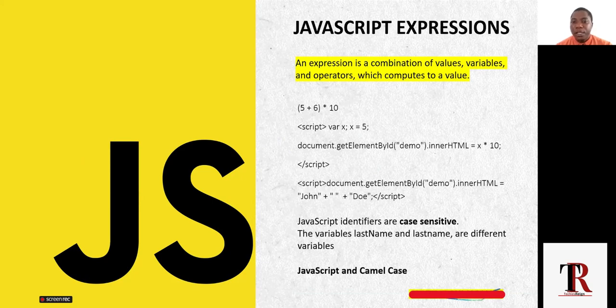It's not only for numbers, you can use it for strings as well. So in the next video, we'll see how we can use it for strings in order to get an output. This is an example of what an expression means in JavaScript, which gives an output or computes to a value at the end.